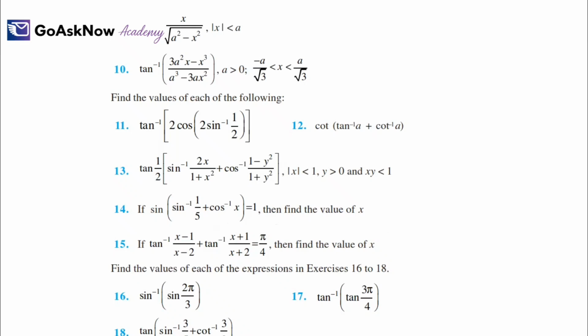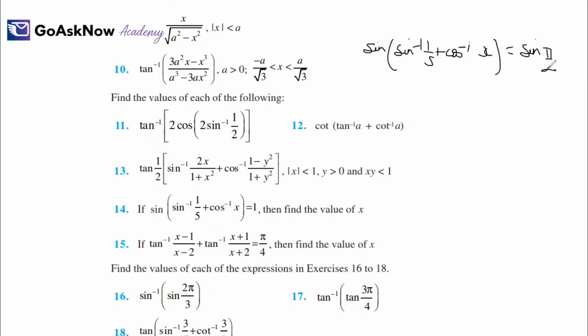Okay, let's solve it. So here you have sine inverse 1 by 5 plus cos inverse x is equal to 1. So I can write 1 as sine pi by 2 also. Okay, you can write it like this also. If you assume it like this, so you can write it like this also. Okay, so from here you can get the result.